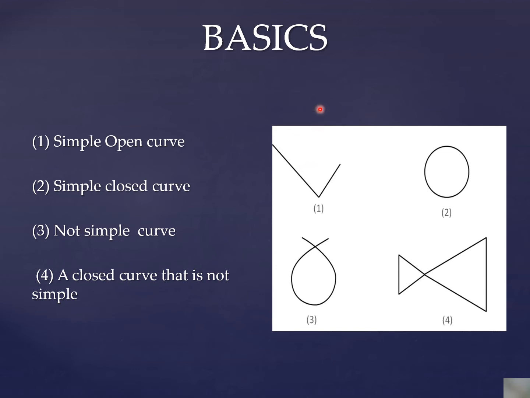You can see this is open. Then at number 2, we have a simple closed curve. This is a simple curve, and it is completing a circle, right? Now this third one is not a simple curve. What does it mean? In this one, if you see, it is crossing itself. So a curve which crosses itself is not a simple curve. Then at fourth place, we have a closed curve that is not simple. This is again not a simple curve, but it is closed. So these are different types of curves.